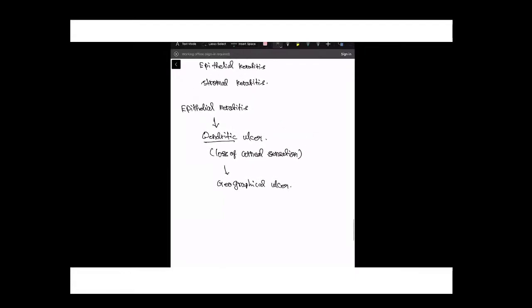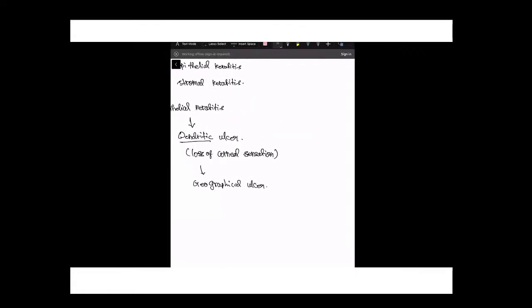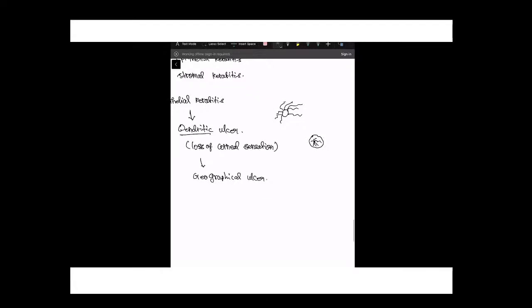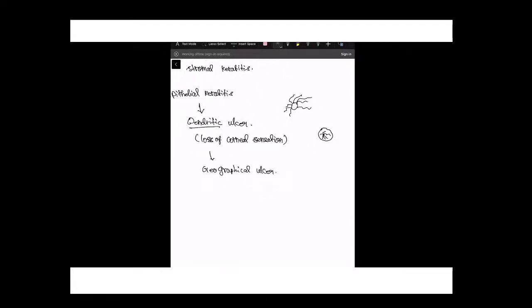Dendritic name says dendrites. So in a nerve, you can see a lot of hair-like structures, dendrites. Just like that, in the eye you are going to get a lot of dendrites. So that's why we call it a dendritic ulcer. We're getting the shape of the dendrite, hence the name.